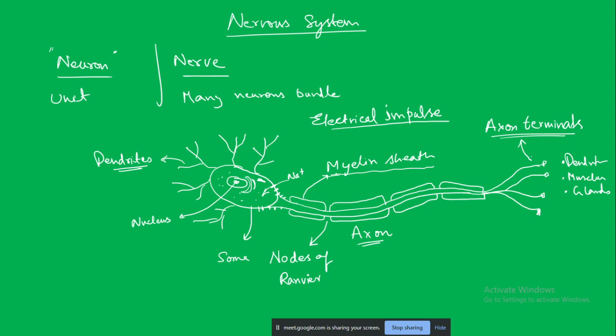Then these terminals, once the current has been generated and goes to the axon terminal, this terminal is known as the synapse. Okay, known as the synapse. So what is going to happen at the synapse? From one neuron to another one.